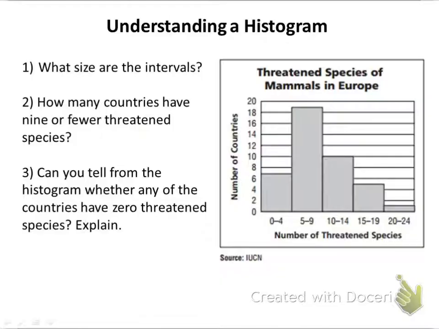Alright, we're going to talk about understanding a histogram. We're going to look at this histogram here. Okay, so it tells us about threatened species of mammals in Europe. The first question is, what size are the intervals? So look down here where it says our intervals. What size are they? I'm going to give you a few seconds to write down your guess.